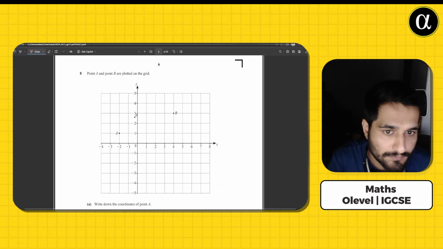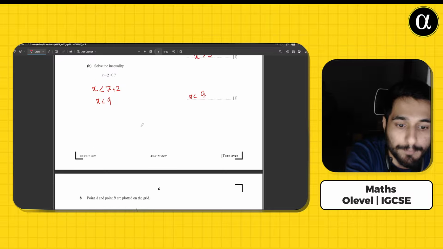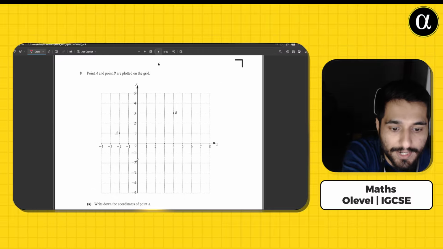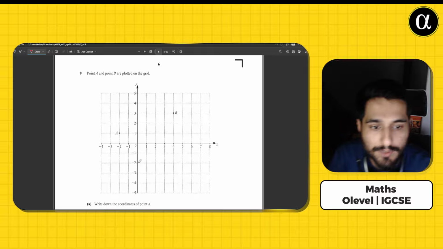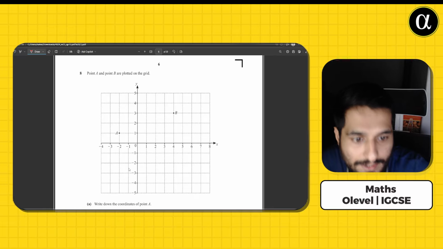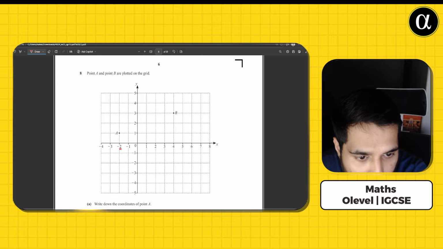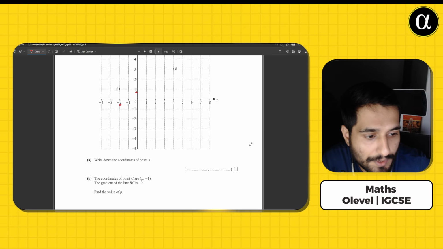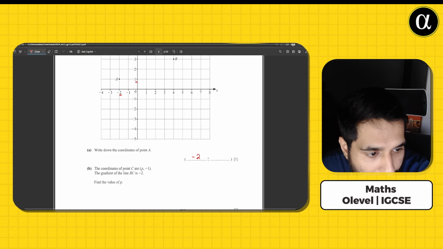Moving on, point A and point B are plotted on the grid. Write down the coordinates of point A. What are the coordinates of point A? It's very easy. We write the x-axis first and then the y-axis. It's going to be minus 2 and 1. That's how we are going to write it. It should be minus 2 and 1.